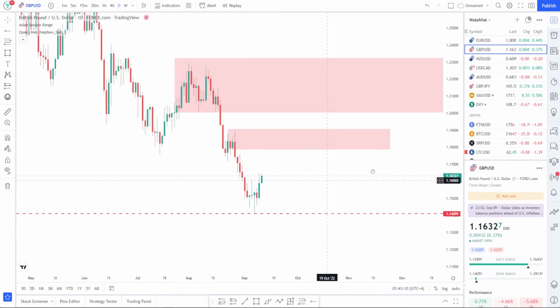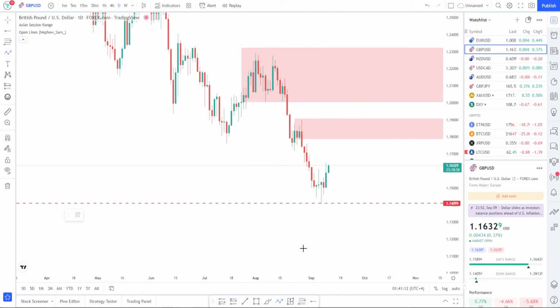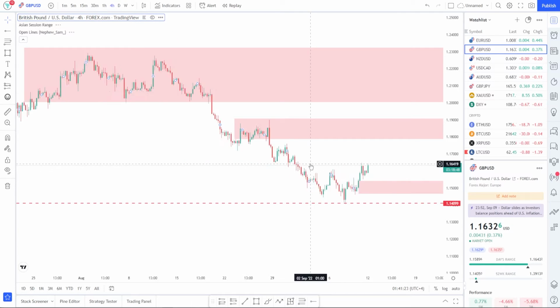And what else we can expect on the daily time frame is market showing some sort of pullback around this area and then continuing towards these zones. Okay, so I'll have this area for my POI as well, marked for the buys.